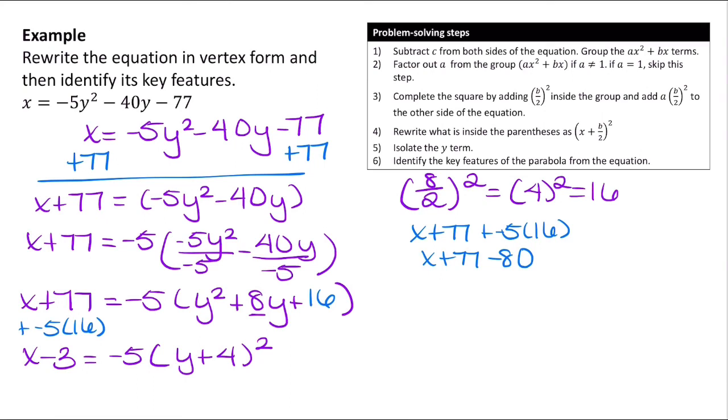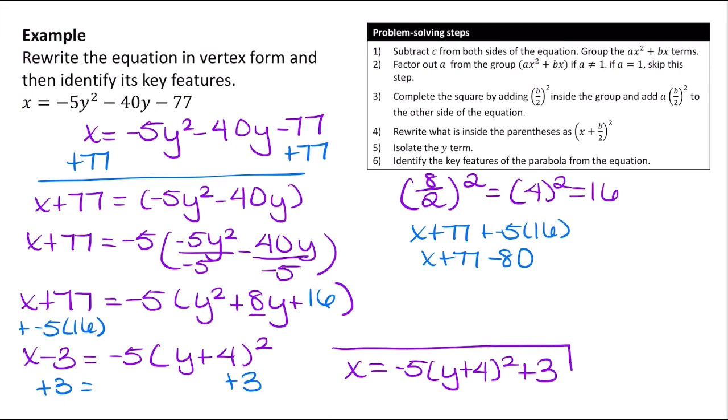Now we can go ahead and add 3 to both sides. And when we add 3 to both sides, we get x equals negative 5 times (y plus 4) squared plus 3. Okay, so that is now my parabola in vertex form.